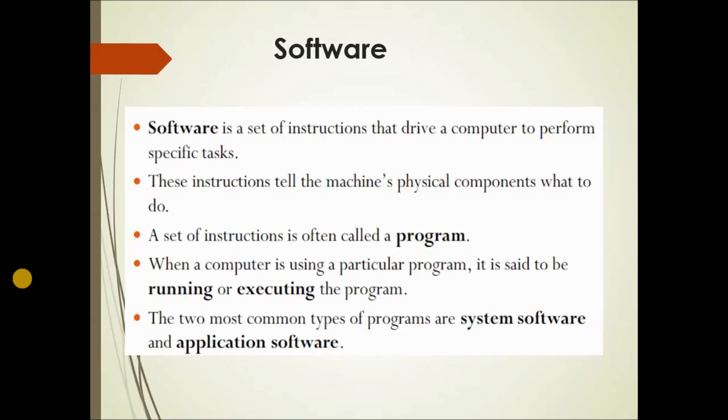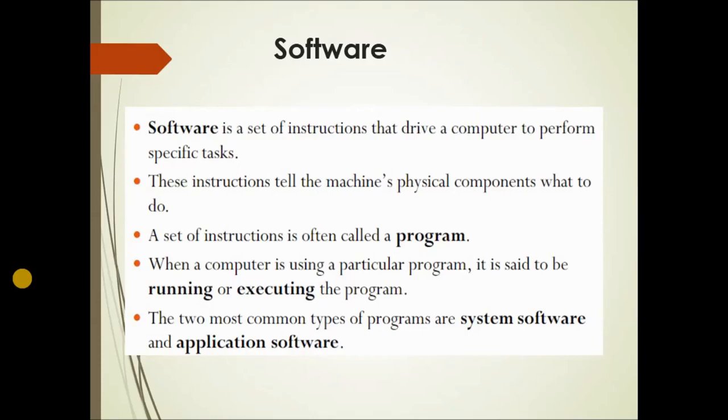Okay, so now see, software is a set of instructions, a set of programs, you can say. Programs are made from a set of instructions. So software is a set of instructions that drive a computer to perform specific tasks. These instructions tell the machine, the physical computer, what to do. A set of instructions is often called a program, and several programs you can combine together to create software. When a computer is using a particular program, it is said to be running or executing the program.